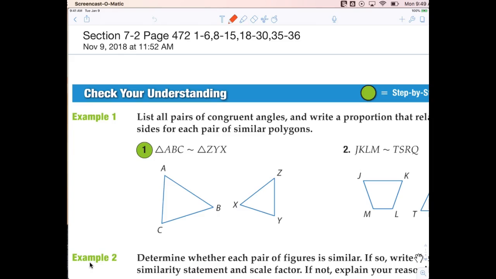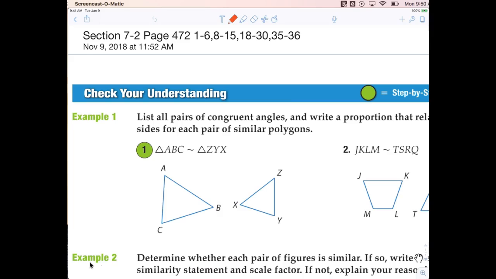Now, for today, we're going to learn about similar figures. Similar figures just means that they are exactly the same shape, just a different size. In 6th grade we did this. The reason we review proportions is because in order to solve similar figures, you're going to use proportions.